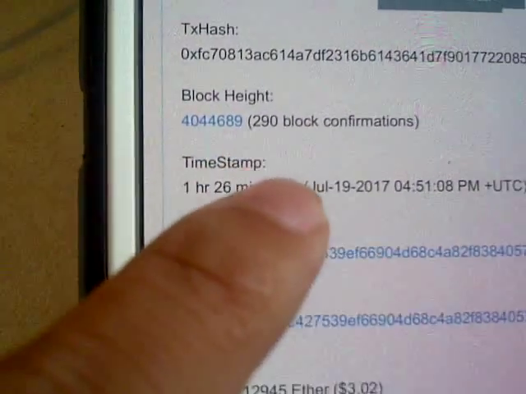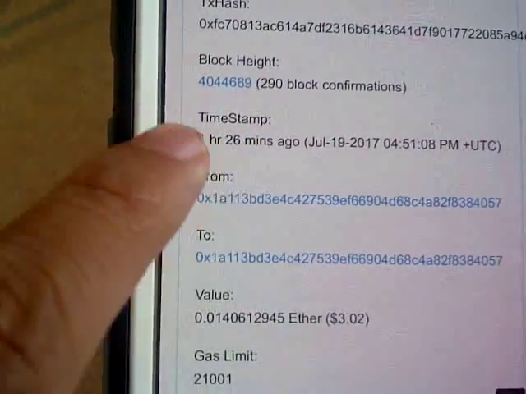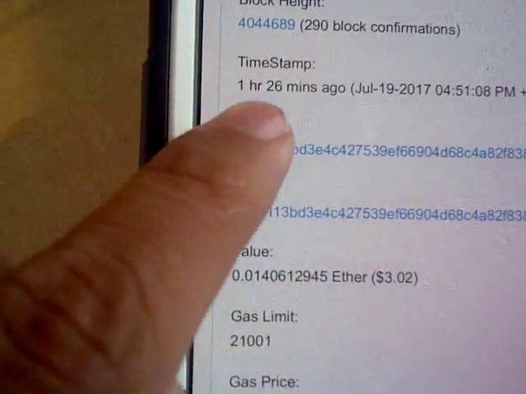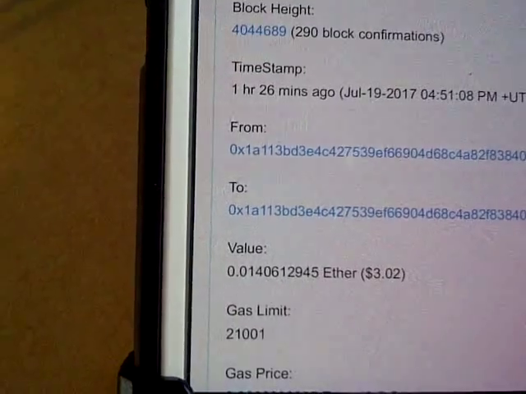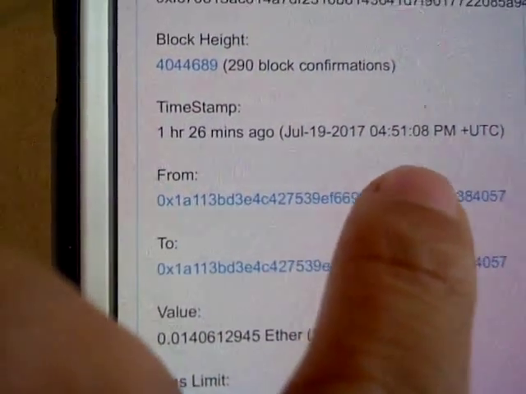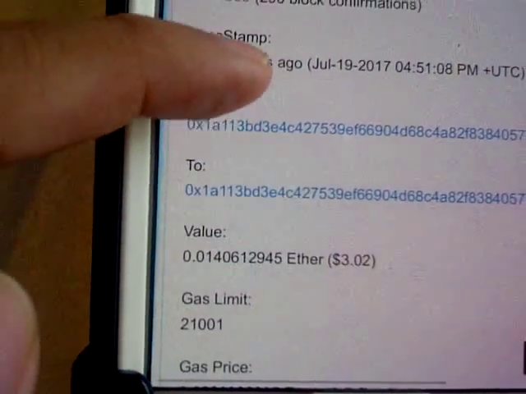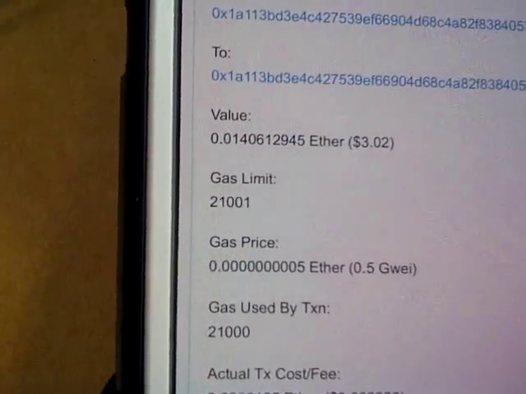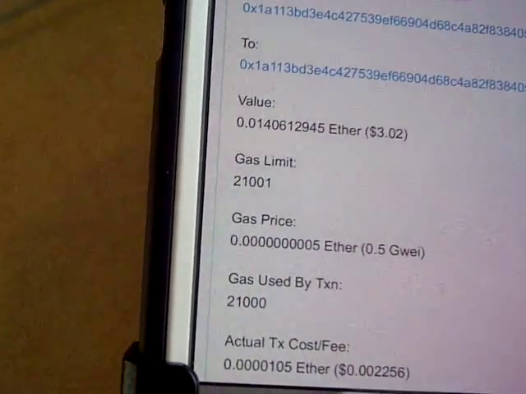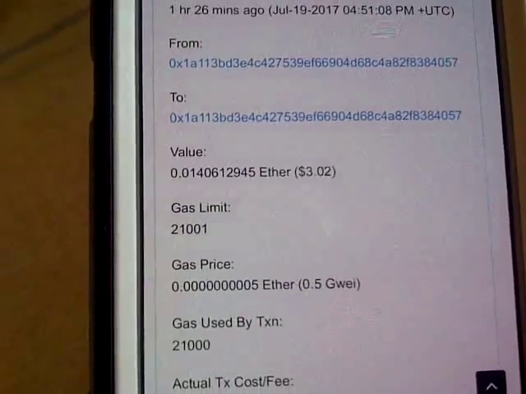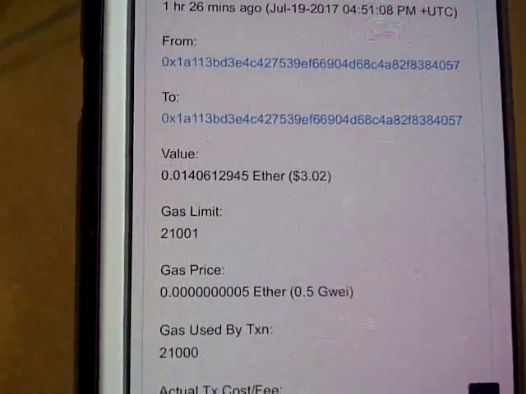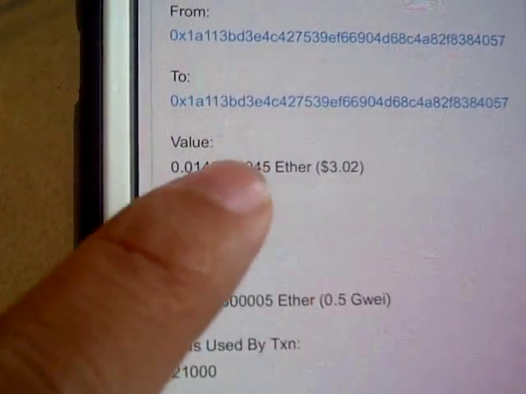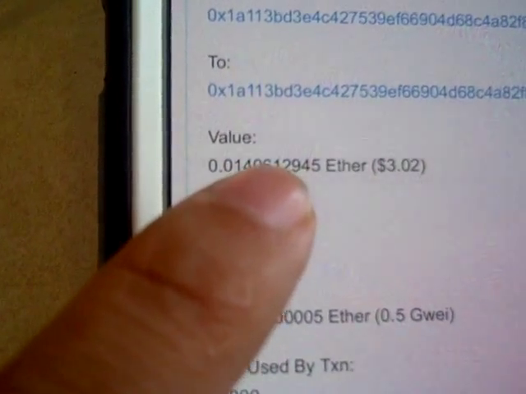There's the confirmations, the block, the timestamp, 1 hour and 26 minutes ago from whatever this time is. So I don't know how long it took. I just waited for it for a while and then went about my business. But it didn't take 24 hours. That was the value at the time, but that's what I transferred anyway.